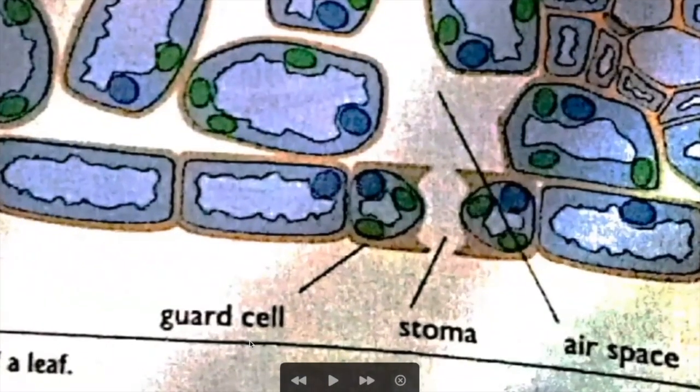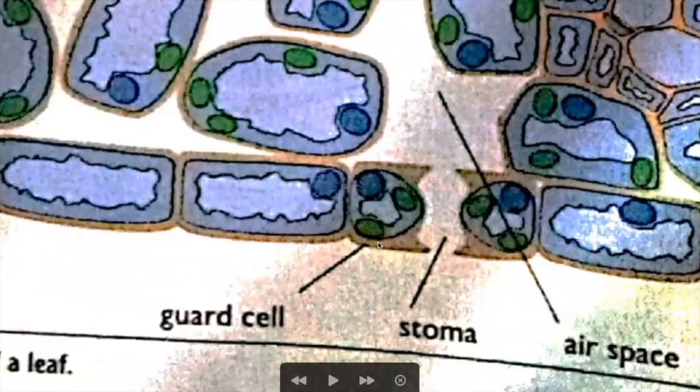Okay, fungsi pertama guard cell adalah to carry out photosynthesis since it has chloroplast. The next one is, the function of guard cell is to control the size of stomata. Ataupun stoma. Stoma, stomata sama eh. Okay, the function of guard cell is to control the size of stoma.